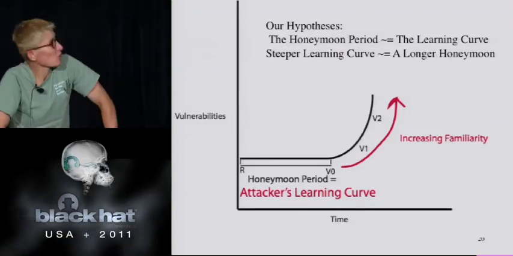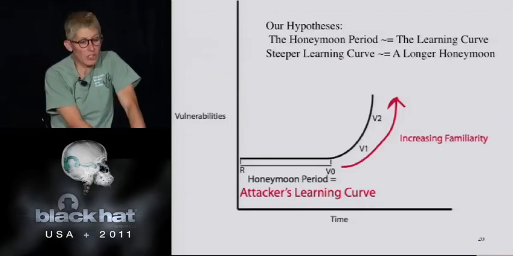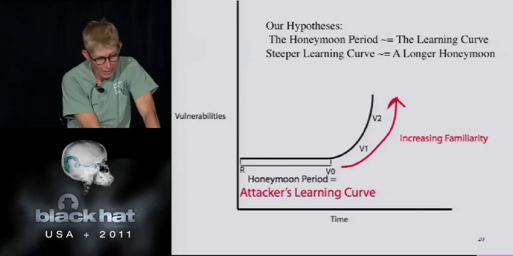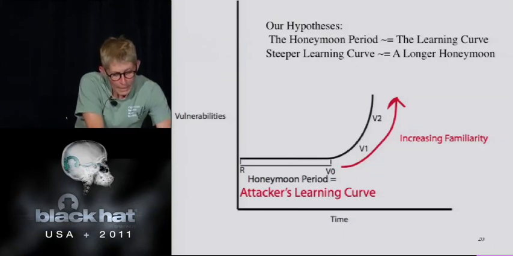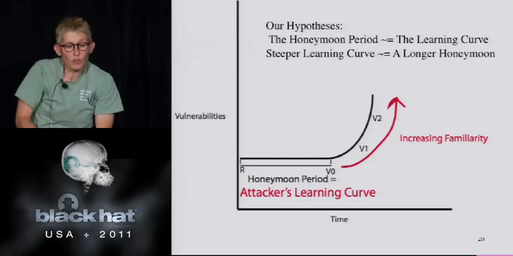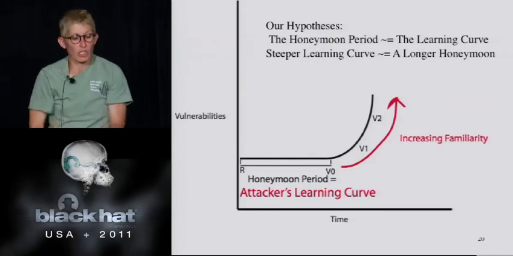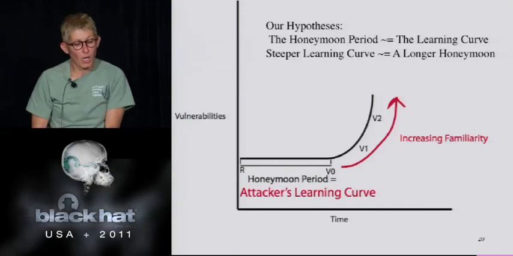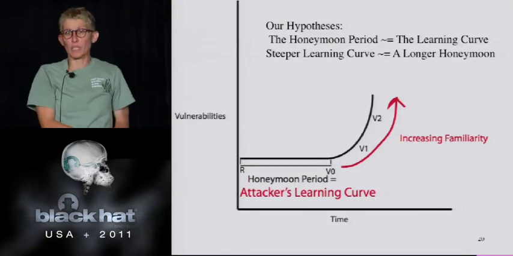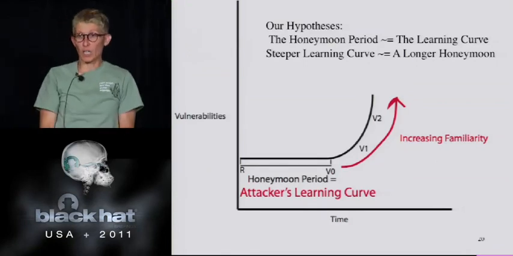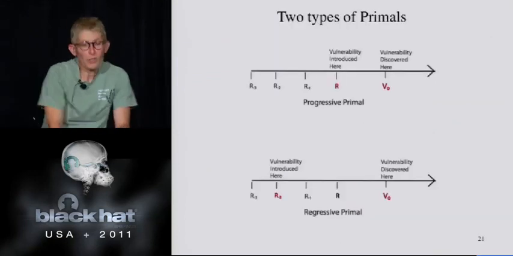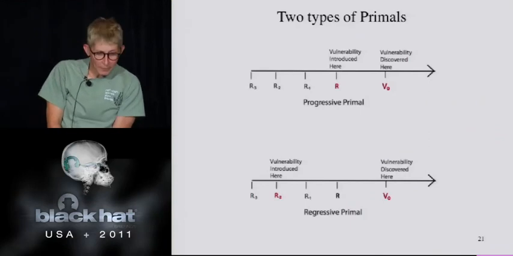So here's our hypothesis. That honeymoon period we're talking about, that's the attacker's learning curve. That's the familiarity they have with the code they're trying to attack. And what we think is happening here is that knowledge gained from finding that first vulnerability is used to help find the second vulnerability. Tools that are developed can be reused. And we also think there may be a blood in the water effect going on here. Somebody found a vulnerability in X, so everybody starts focusing their attention on X, thinking that they can find one too.